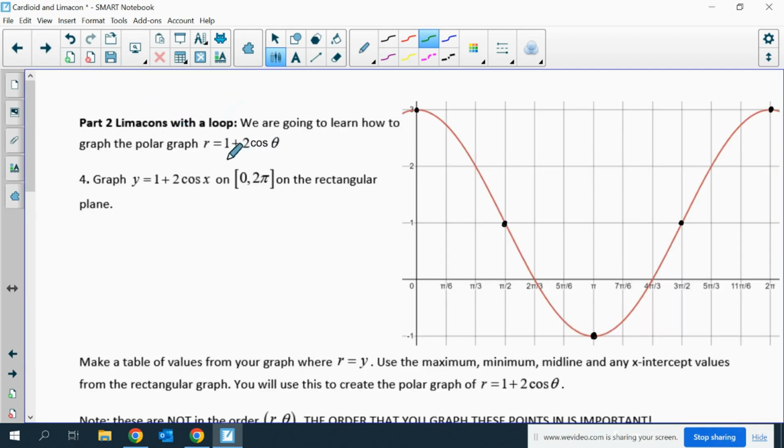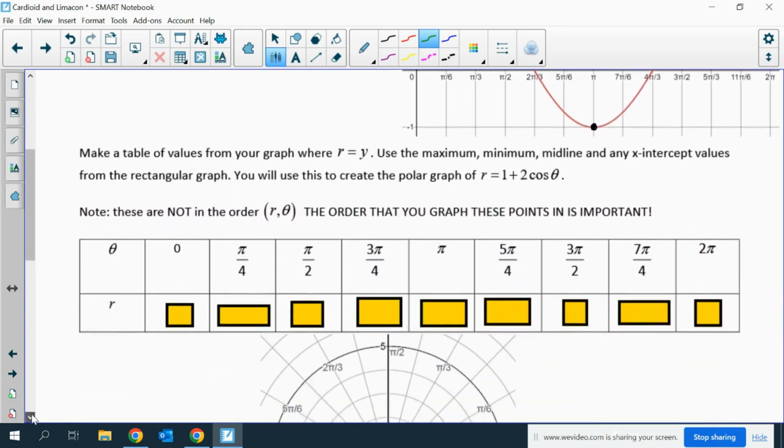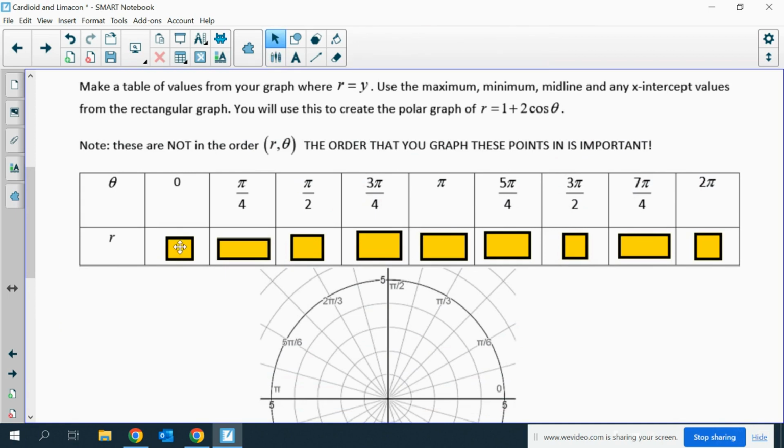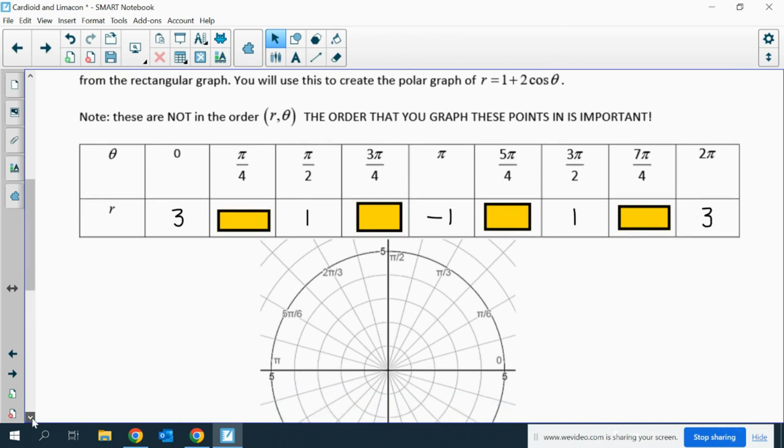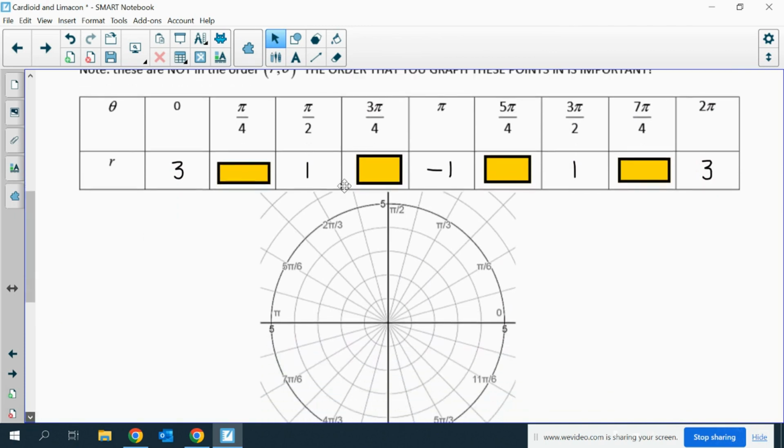All right, now Limacons with a loop. If we look at r equals 1 plus 2 cosine theta, we have another graph. If we do y equals 1 plus 2 cosine x, we can see a relationship with x and theta and y and r. So again, we're going to do this table of values. And what we see is I end up with a negative r value. So that's going to cause us a little bit of difference in terms of what's happening.